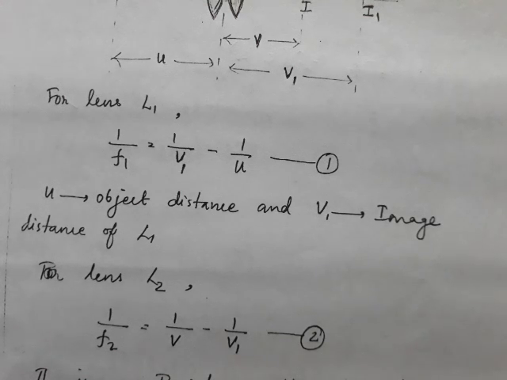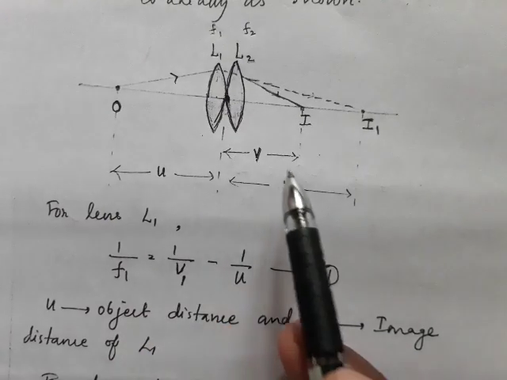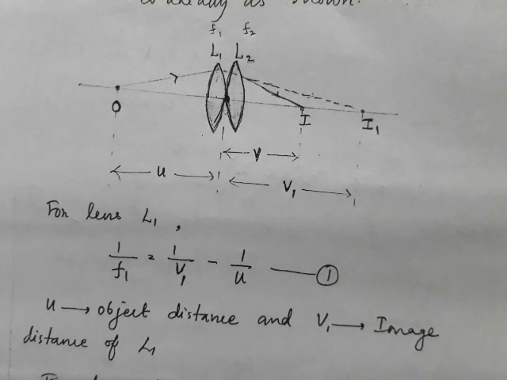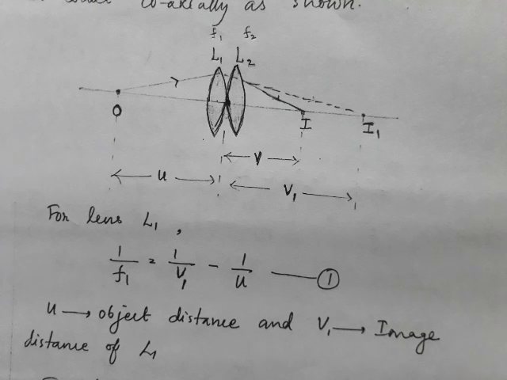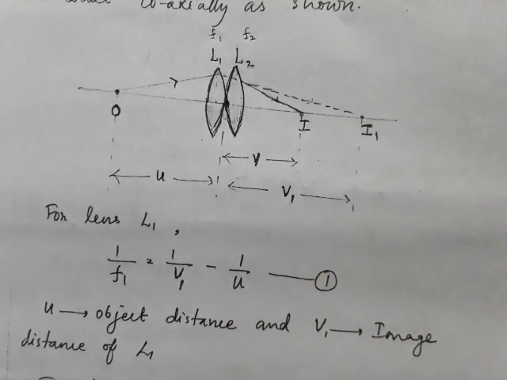Now we know that these two together act as a single lens. If so, that lens will have a focal length f. Together they will have a focal length f. And for them, object distance will be just u, and the image distance will be final v. No v1 or I1 image, nothing happens when they are treated as a single lens. So for that lens, we can write the equation 1 by f is 1 by v minus 1 by u, where v is the final image distance, u is the object distance, and f is the focal length of the two lenses together. Together, what is their focal length?